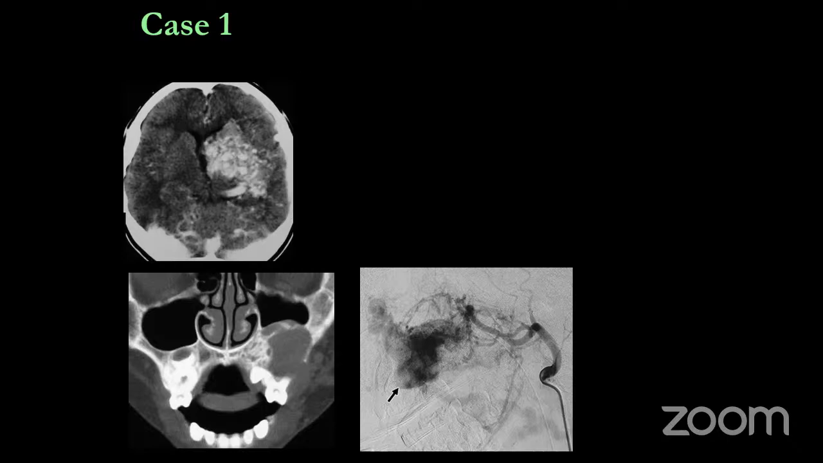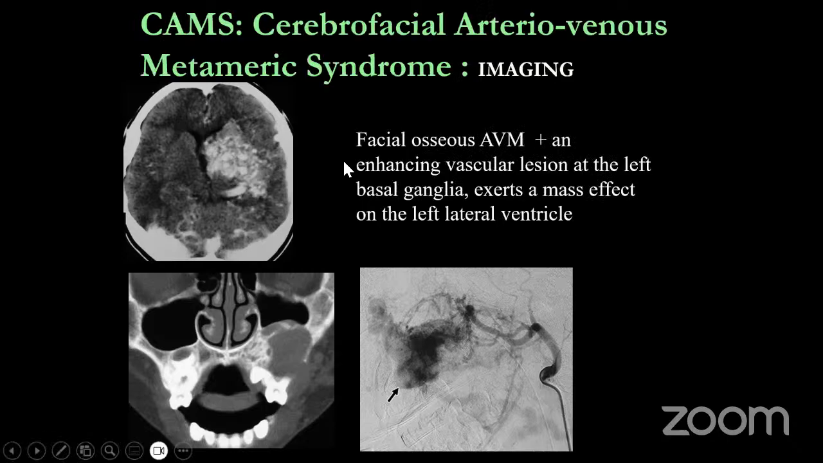So now let's see what the answer to this question is. This is CAMS, which is a short form for cerebrofacial AV, that is arteriovenous metameric syndrome. So there are facial and osseous AV malformations, and in this case, an enhancing vascular malformation in the left basal ganglia as well. So a combination of AV malformations in the brain parenchyma and in the facial soft tissue and osseous structures. So this is CAMS.